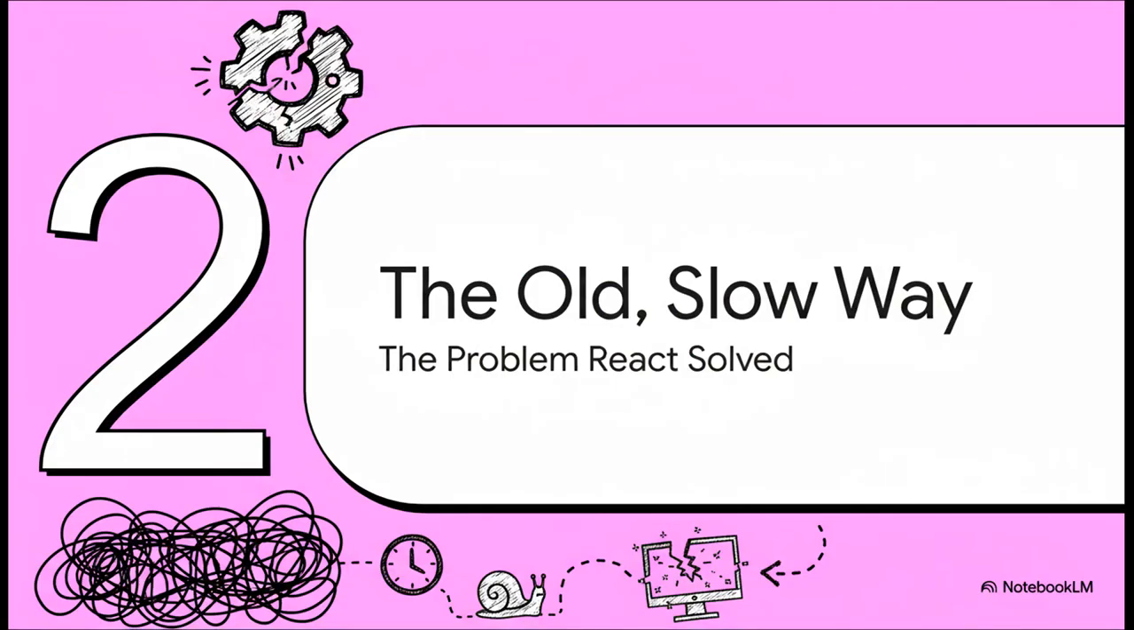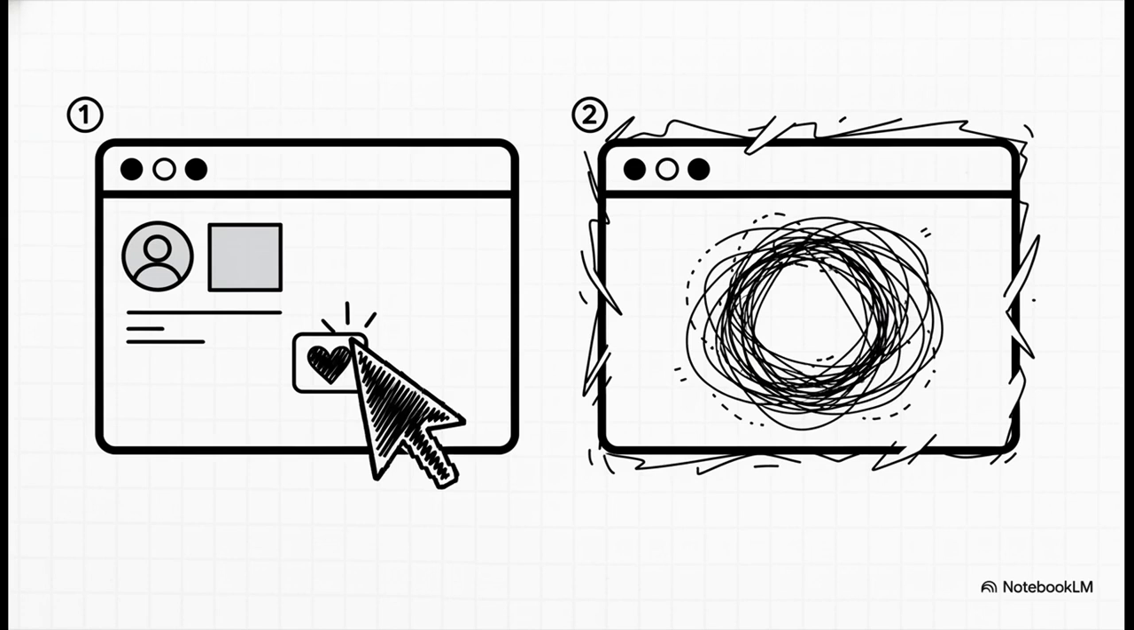Now, to really appreciate why React was such a huge deal, we need to hop in a time machine for a second. We have to look at the problem it was built to solve. What did the web feel like before React came along? Picture this. You're on a website, you click a like button, and the whole page goes white, then slowly reloads from scratch just to show that one tiny heart changed color. That was real life online. Every little interaction meant a full page refresh. It was slow, it was clunky, and honestly, it was a total pain for users and a nightmare for developers.